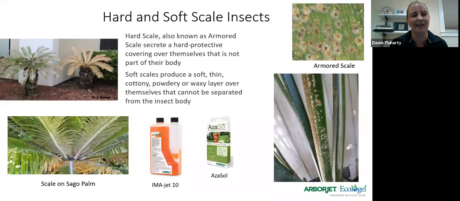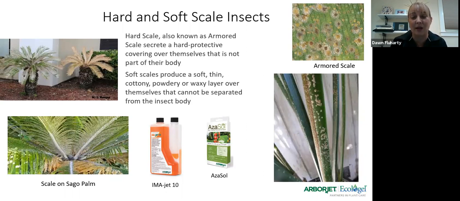Okay, scales. These guys are a little bit trickier. So there are hard and soft scales that we have, or armored scales, on our different types of palms. And I hate to say it again, it's our poor sagos. If anyone's been down to the Long Beach Convention Center, they have that beautiful water garden area, and every single one of their sagos is infested with scale. Kind of just want to go sneak a bunch of azosol in there. But unfortunately, they're dying out because scale have an incredible ability with their sucking and piercing to literally drain the life out of these palms quickly.